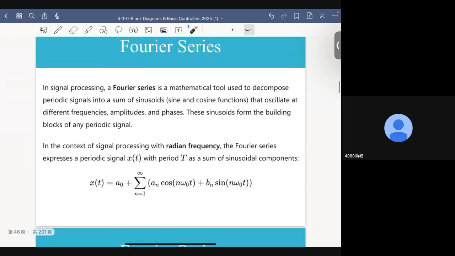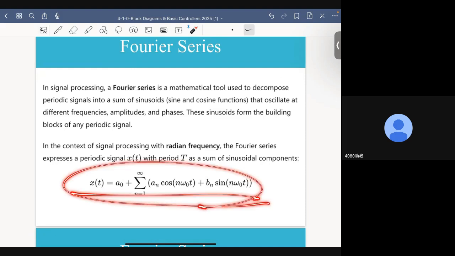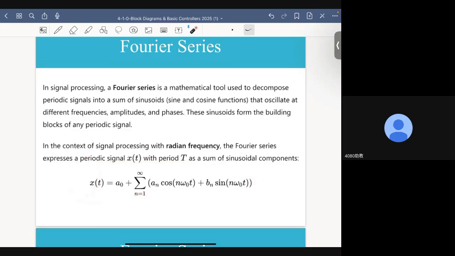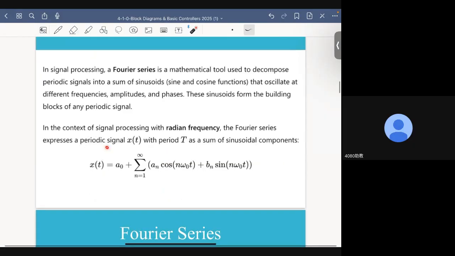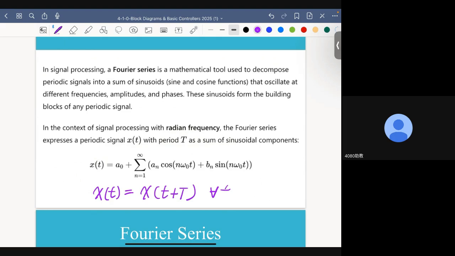Now, remember, as I just said, the focus here is the Fourier series, and this is a Fourier series representation. This is the original signal, and this is its Fourier series representation. Now here, what is omega 0? Let's assume x of t has a period of capital T, which means x of t equals x of t plus capital T for every t.